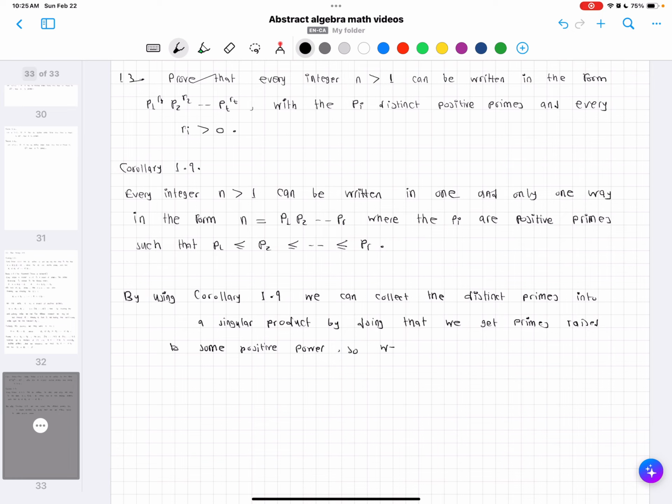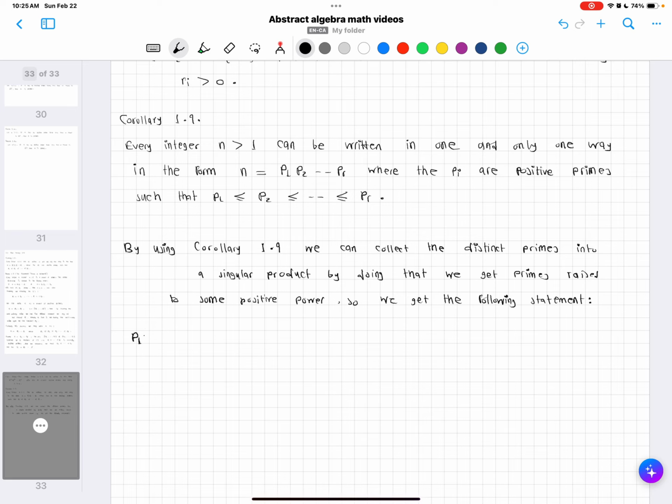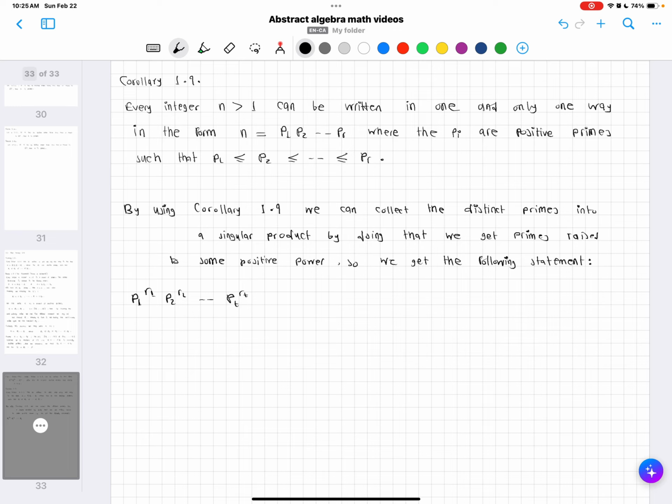So we get the following statement: p1^r1, p2^r2, up to pt^rt, where those primes are distinct, and by the previous result we get that p1 is strictly less than p2, and so on, a strictly less than inequality of increasing primes making up the number. And so we've proved our result.